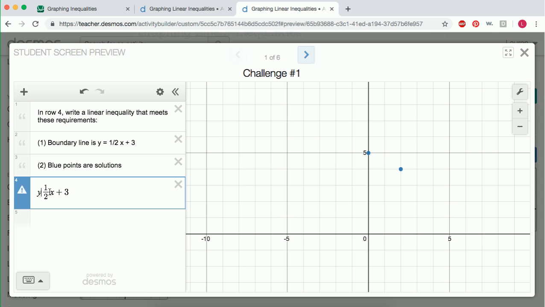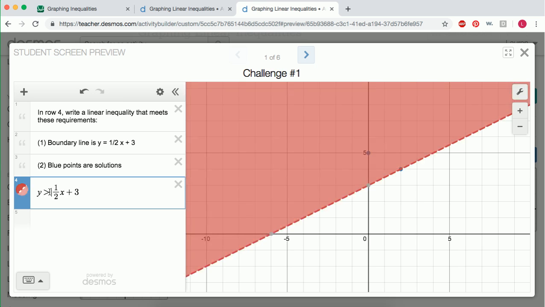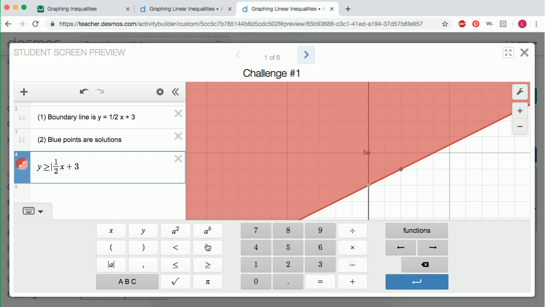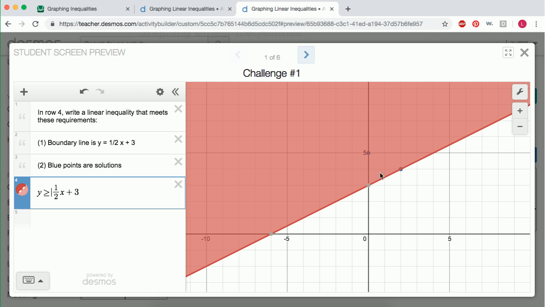If we make the inequality y greater than 1/2 x plus 3, we get that the point (0, 5) is a solution. However, the other blue point is on the dashed line, and it's not a solution. So we'll have to change the inequality to be greater than or equal to. And now both blue points are solutions. Go ahead and try the rest of the activity on your own.